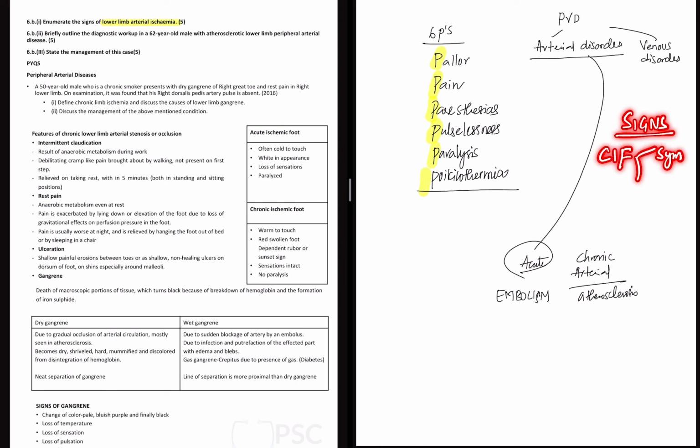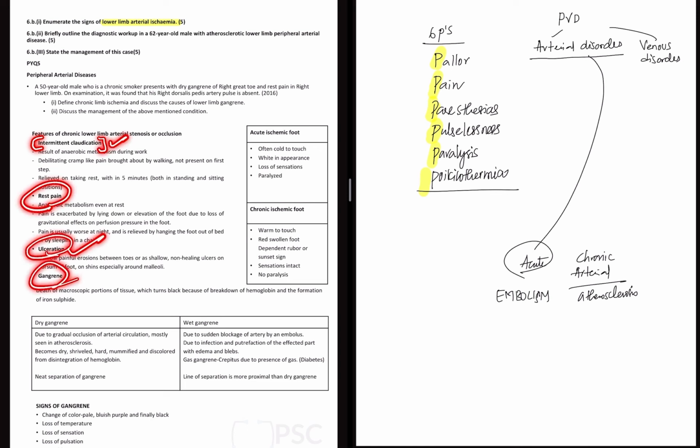The symptoms we usually see, the features of chronic limb ischemia, are intermittent claudication, rest pain, and sometimes ulceration and gangrene. So they present with these features. But they're not asking you what the features are. More importantly, from the exam point of view, they're asking what are the 6 P's, the 6 P's of acute limb ischemia.